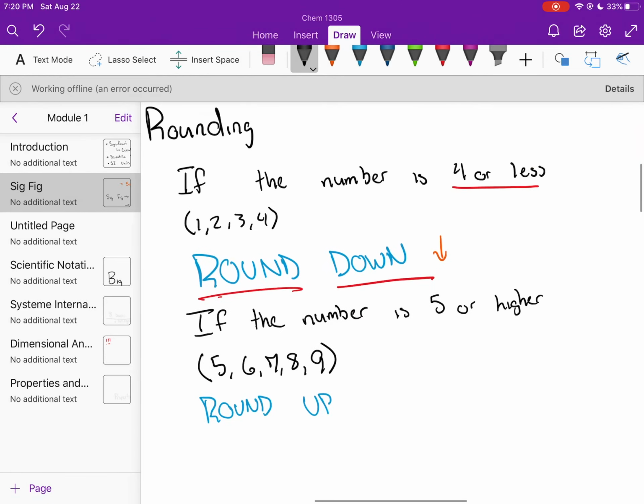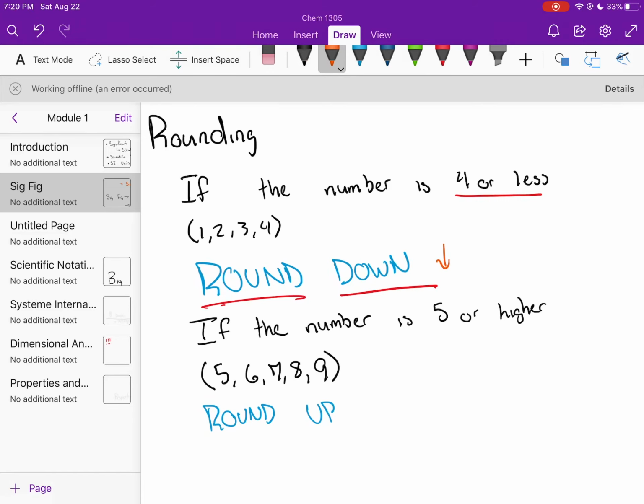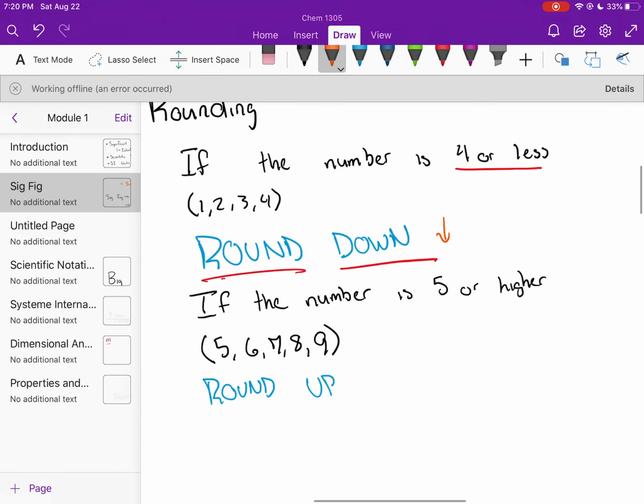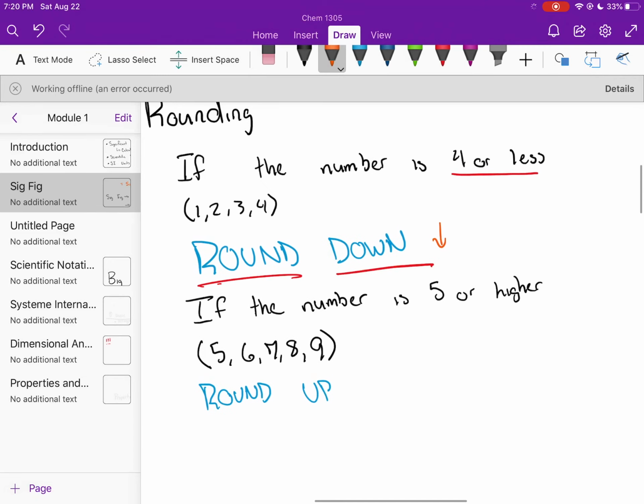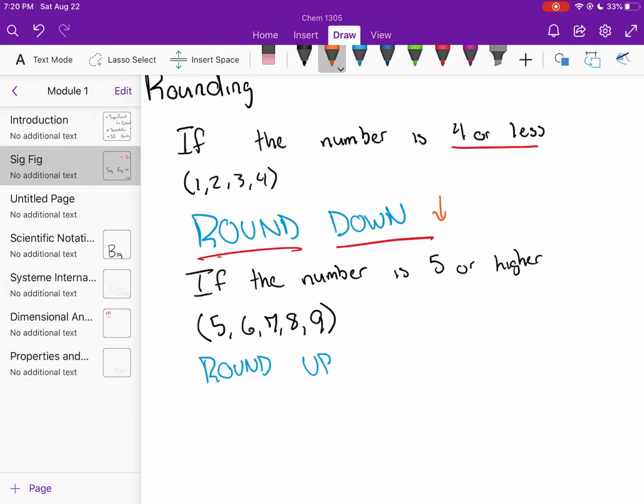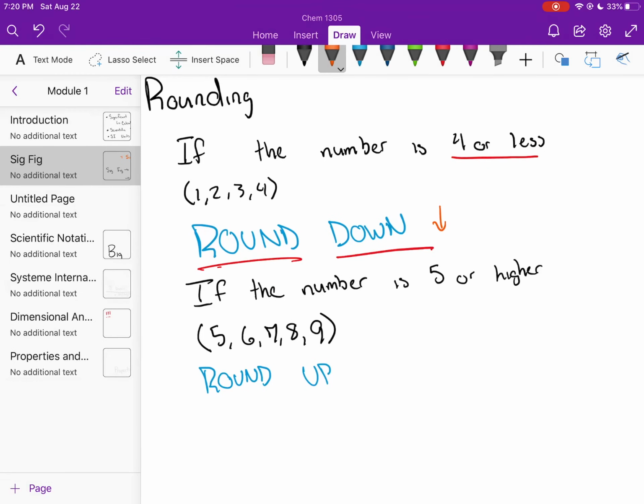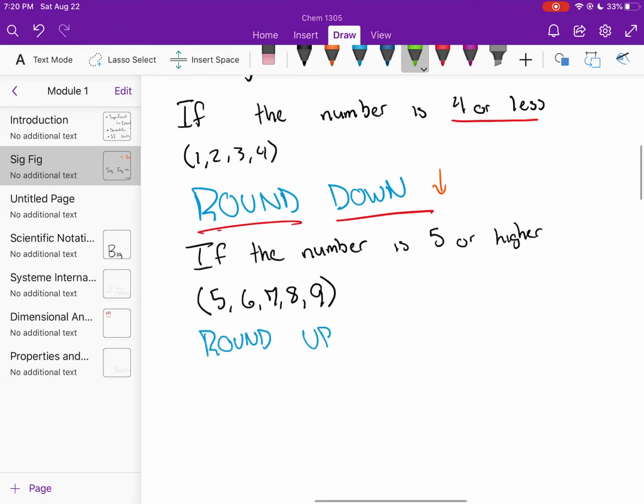Cool. As I mentioned, rounding is a big part of significant figures. So let's give a refresher on rounding. If the number is 4 or less, you round down. If the number is 5 or higher, you round up. So what do I mean by that?